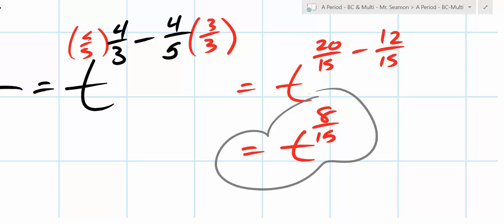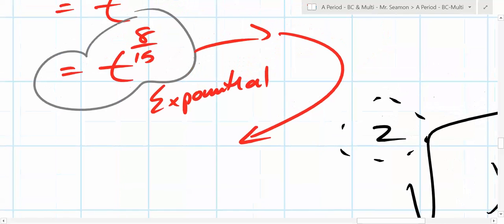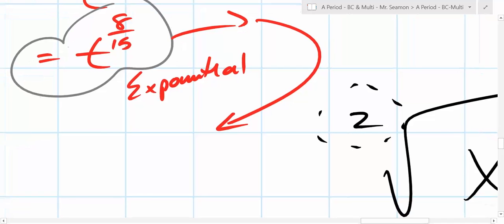So we've simplified this. If this right here is the most simplified form, this is exponential form. If you want it in radical form, what root is that? How would you write that in radical form?